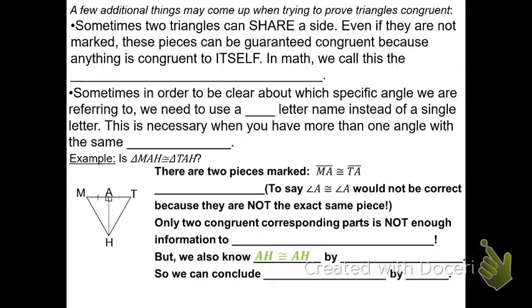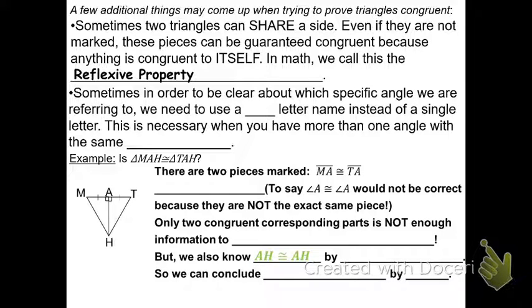Now, a few other things to keep in mind. Sometimes two triangles are going to share a side. Even if it's not marked that they're congruent, these pieces are guaranteed congruent because anything is congruent to itself. In math, we refer to this as the reflexive property.